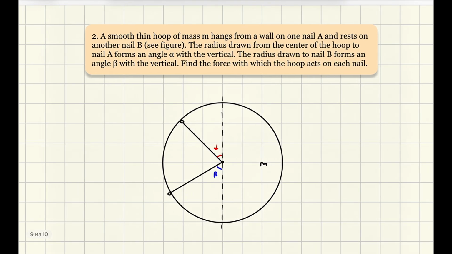Okay, good day friends. Right now let's try to solve problem number 2, and this problem is not even about much of a torque. We can solve this problem by simple dynamics, and let's try to do it.